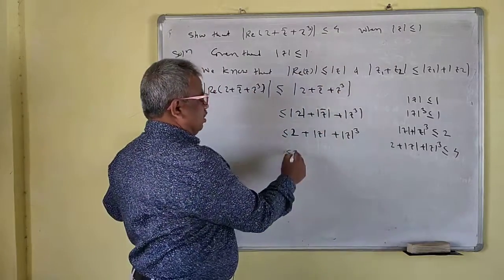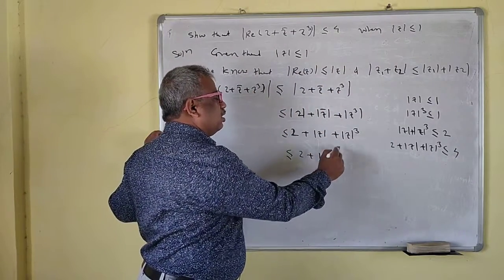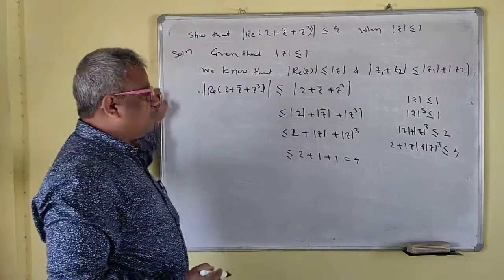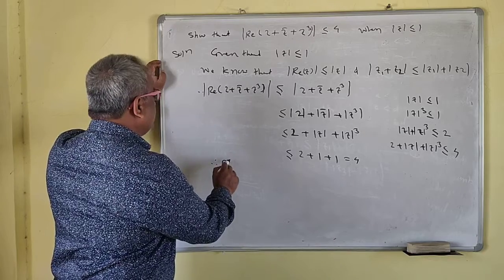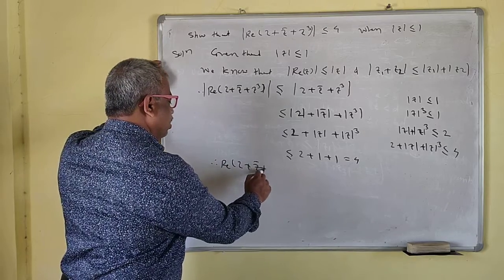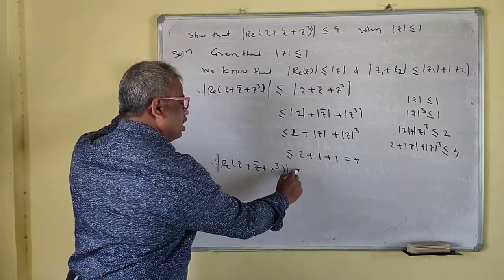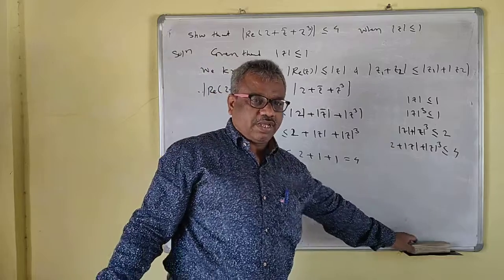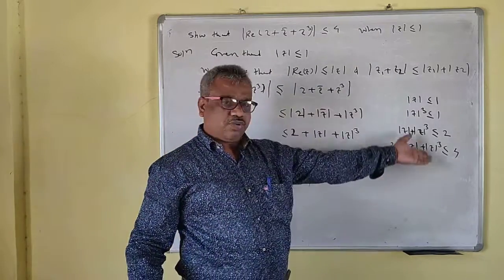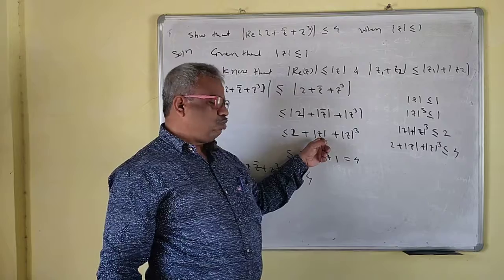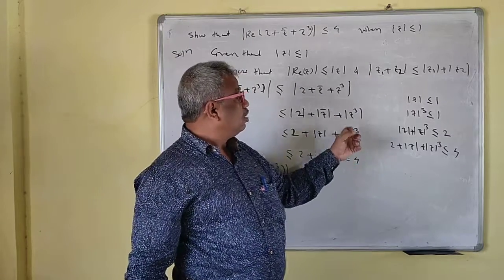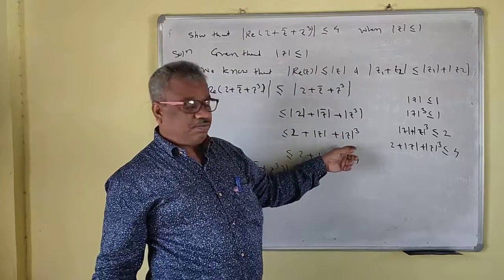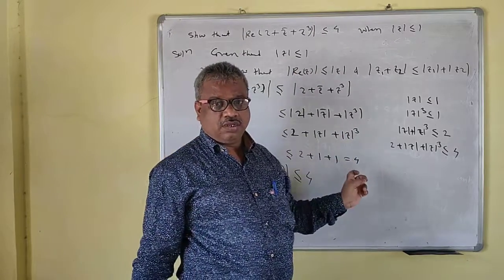So I can directly write this: 2, this is less than or equal to 1, this is also less than or equal to 1, so this is equal to 4. Therefore, the mod of the real part of 2 plus z bar plus z cube is less than or equal to 4. So the problem is over now. Very simple. You can directly write this: 2 plus 1 plus 1, because mod z is less than or equal to 1. If this is twice z cube, then this will be less than 2 into 1, that is 2 now.